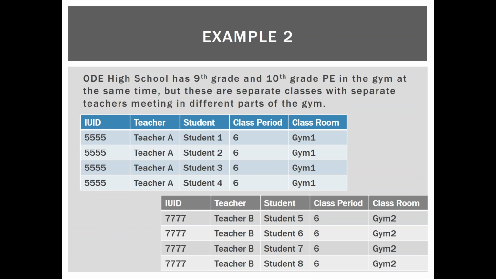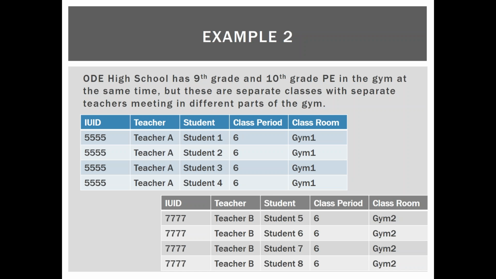Okay, here's another example. ODE High School has 9th grade and 10th grade PE in the gym at the same time, but these are separate classes with separate teachers meeting in different parts of the gym. We see this happen a lot because, of course, you usually don't have more than one gym, so sometimes the gym is divided up to have different classes. So you can see in blue here, we have IUID 5555 with the first teacher and 4 students, class period 6, and the classroom is listed as gym 1.